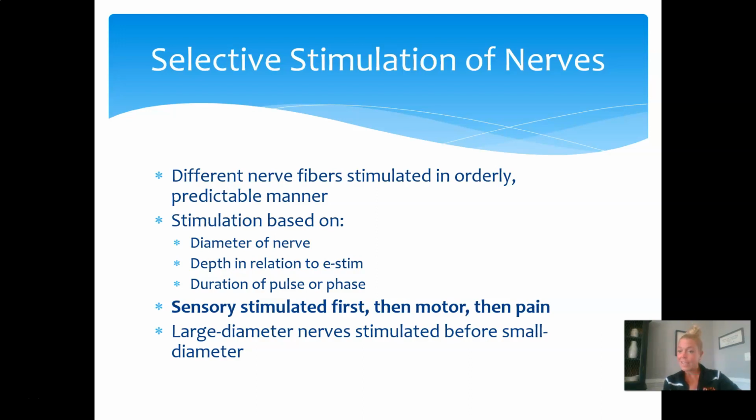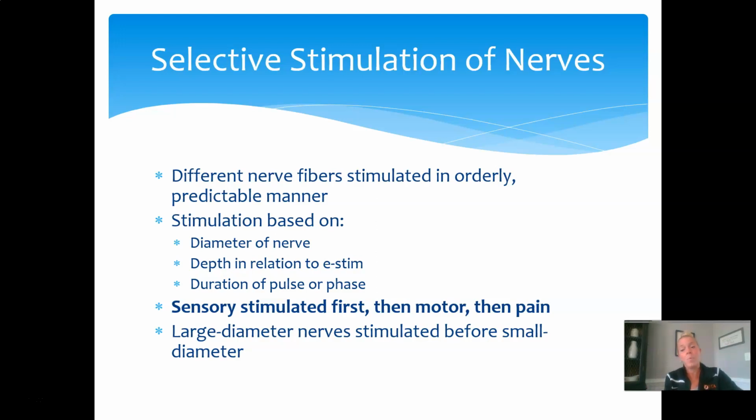Again, here's one thing I can give you that's pretty black and white. Sensory nerves are always going to be stimulated first. Sensory information is typically carried on larger diameter nerve fibers. So sensory nerves are going to be stimulated first, then motor nerves, then eventually pain or nociceptors will be stimulated after that. This is going to be based on the intensity or the amplitude of your wave.